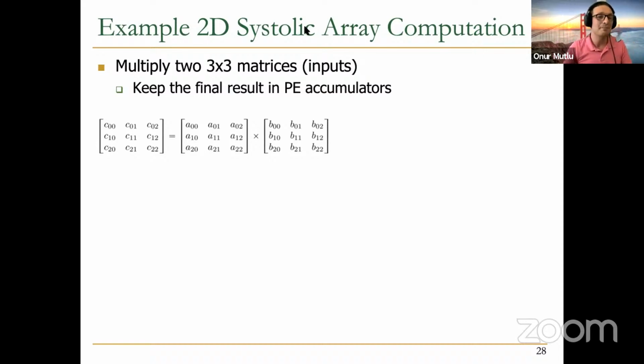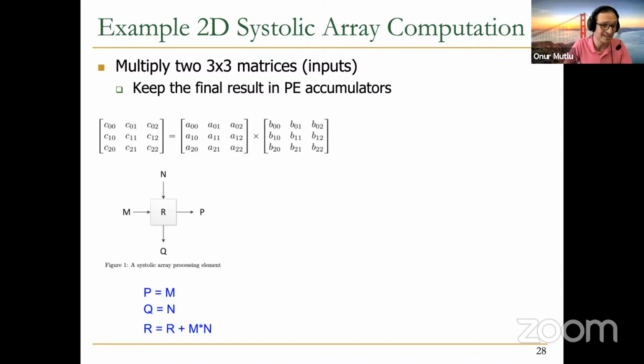But this is an example 2D systolic array computation. We're going to multiply two 3x3 matrices, as you can see, and keep the final result in processing element accumulators. So in this case, processing elements will host the result. We're going to accumulate the data inside the processing elements. And this is the basic processing element that I'm going to give you. Actually, in your homework, you're going to reverse engineer this and try to figure out how to do it.